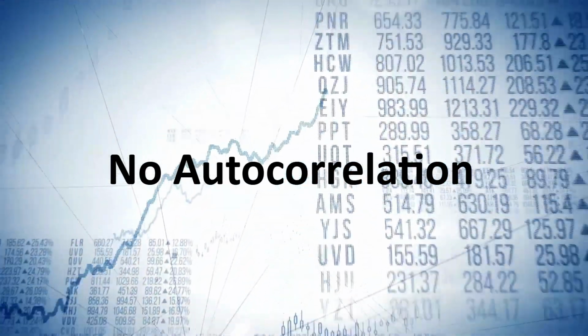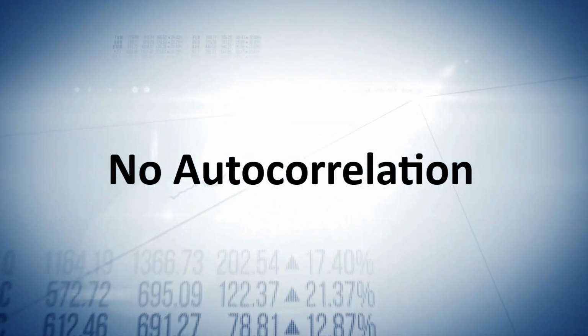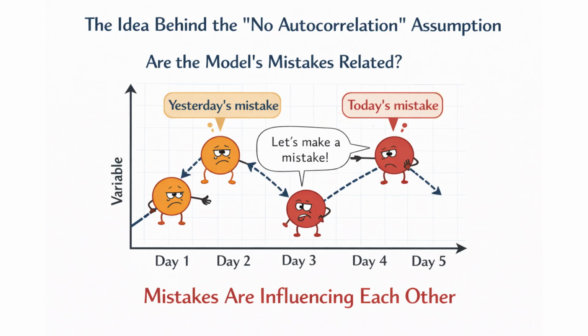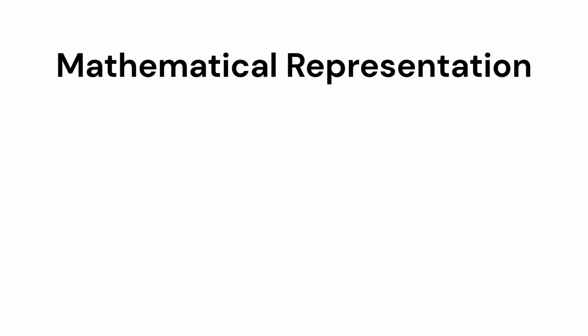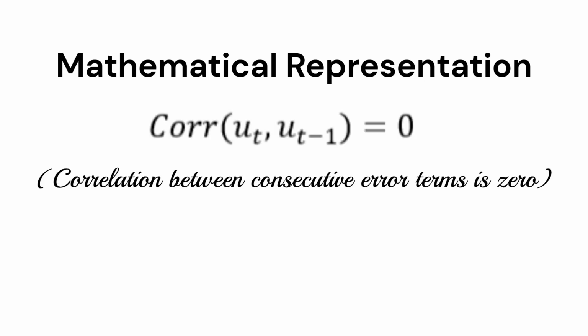The next important assumption is also on the error checklist and is something called no autocorrelation. The idea behind this assumption of no autocorrelation is very simple. It is just asking, are the model's mistakes talking to each other? For example, does yesterday's mistake have some kind of influence on today's mistake? If the answer is yes, you have got a problem. Mathematically, no autocorrelation is represented as correlation of u_t and u_t-1 equal to 0.